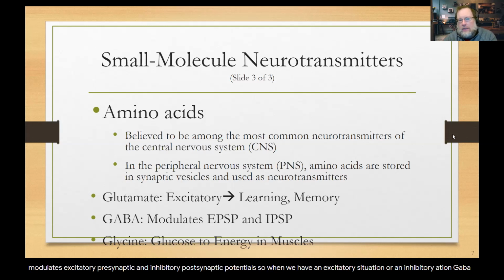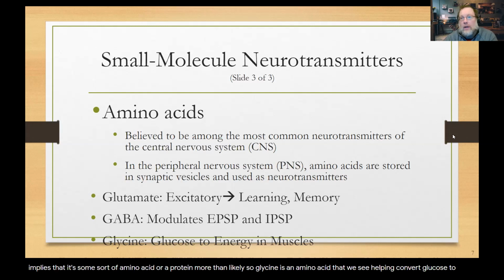And then glycine helps convert glucose to energy. We call it myoglobin, the glucose in muscle. So with glycine we see glyco there, so it must have something to do with glucose. And then the ine on the end implies that it's some sort of amino acid or a protein, more than likely. So glycine is an amino acid that we see helping convert glucose to energy within muscles.